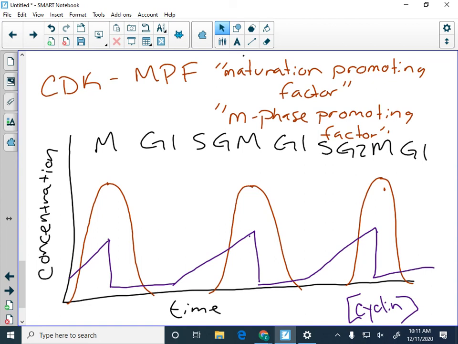Questions, comments, concerns? Beautiful. All right, there's an exit ticket on Canvas. If you could fill that out for me, please. And then Monday, we will talk about checkpoints and what happens when cells ignore those checkpoints.